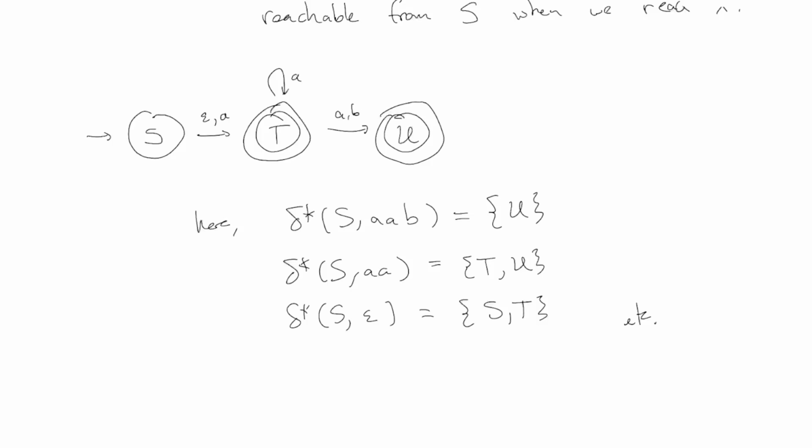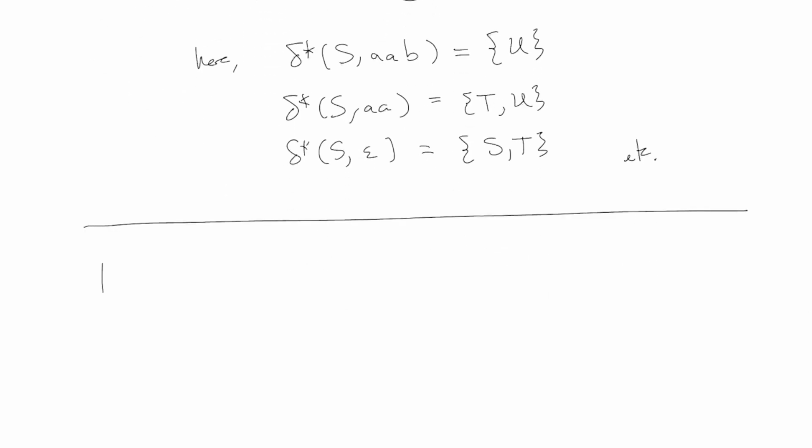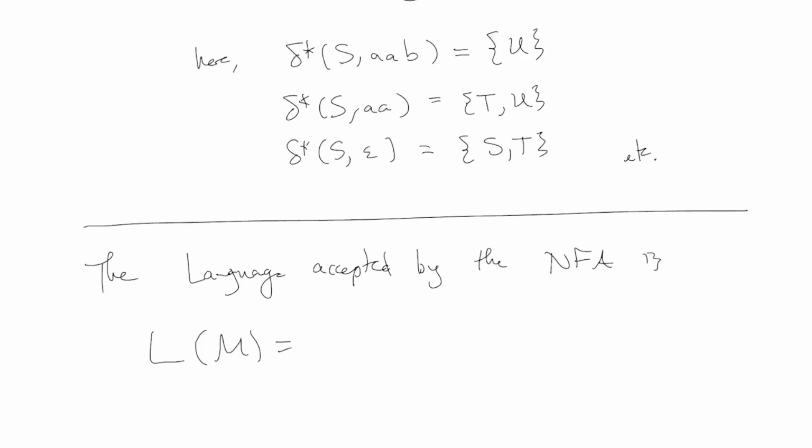Okay, so then we can say what is the definition of the language accepted by the NFA. The language of M, if M is the name of the NFA, should be all the strings which are accepted by the NFA. So I want to say something like all strings X in sigma star such that X is accepted. That means when you read X from the starting state, one of those things that it can end up in is an accepting state.